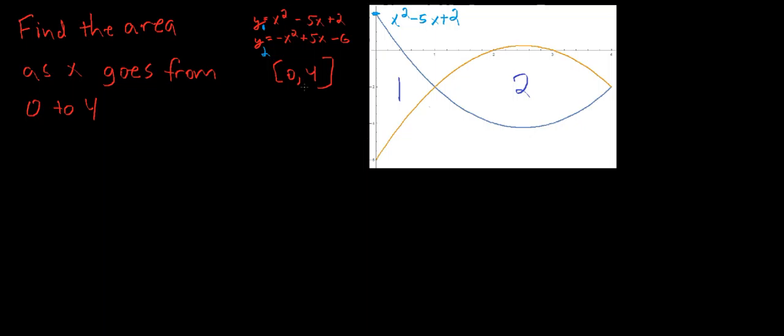I'll just use blue again. Now our y2, which we don't even have to, we already know that this is y1, but let's go ahead and solve for it anyways: x equals 0 here, y equals negative 6. That is indeed this spot right here. So this orange line must be negative x squared plus 5x minus 6.